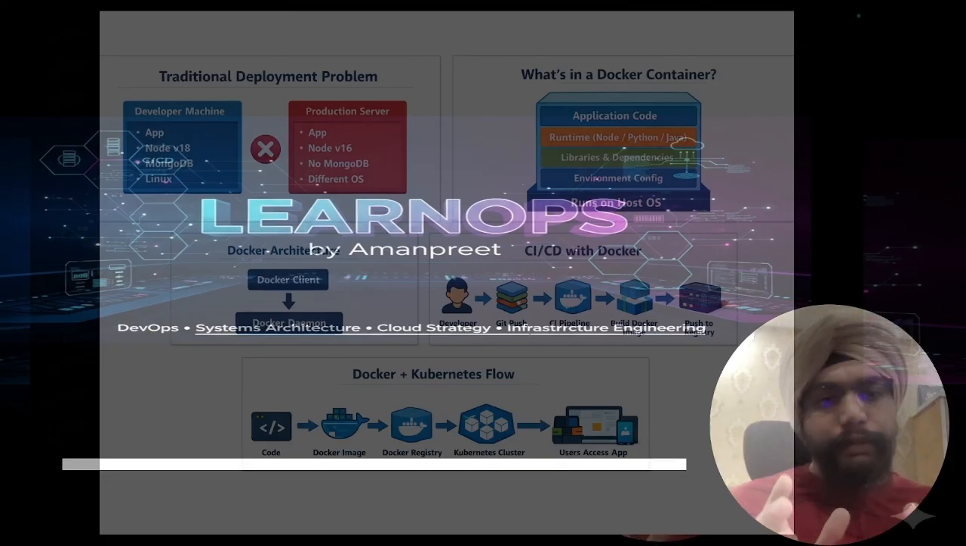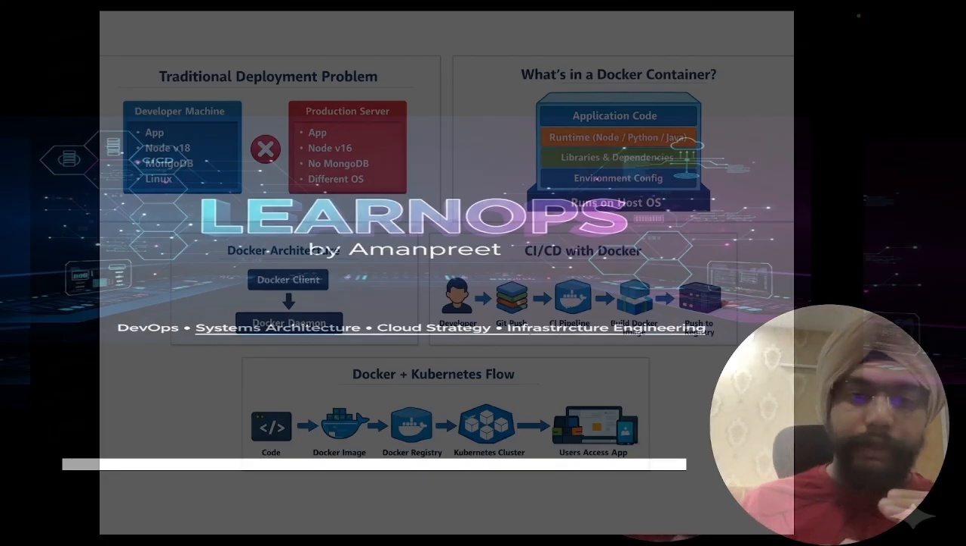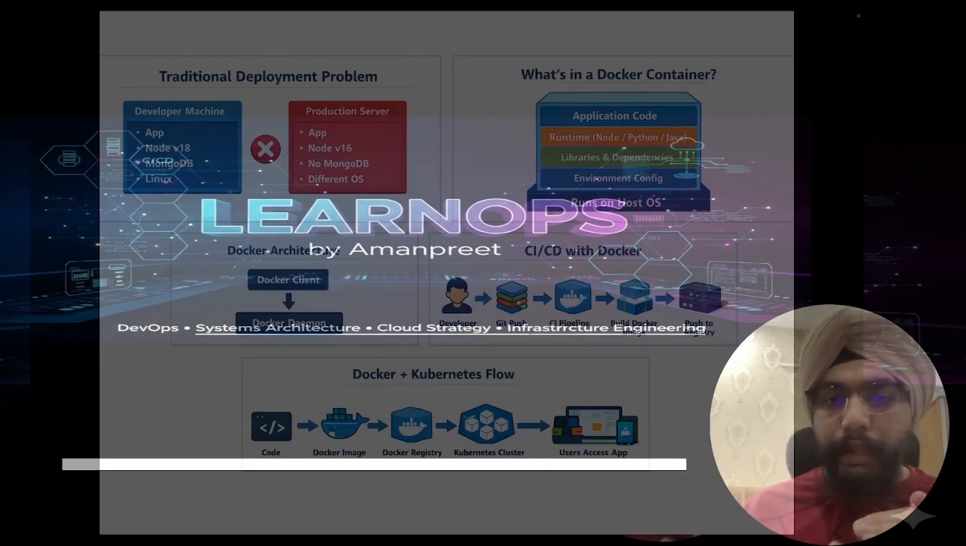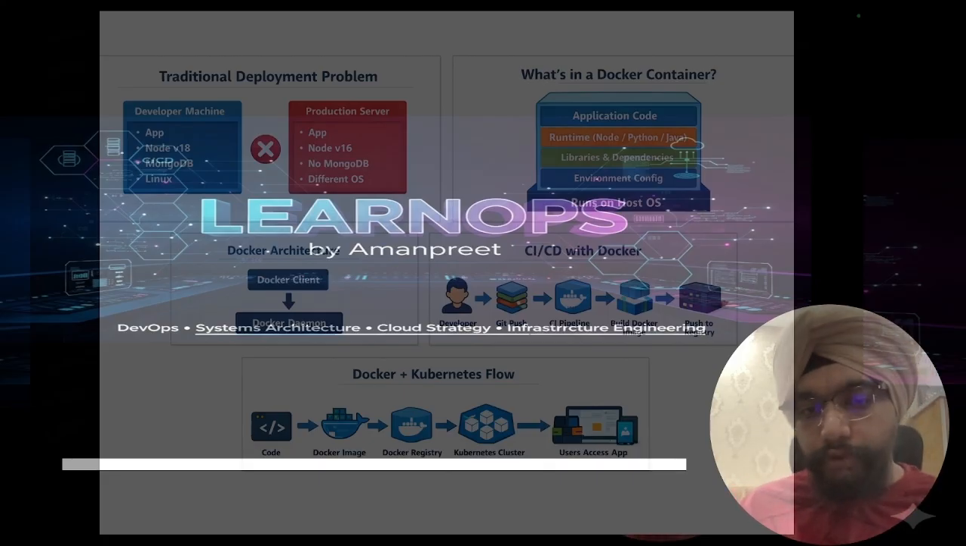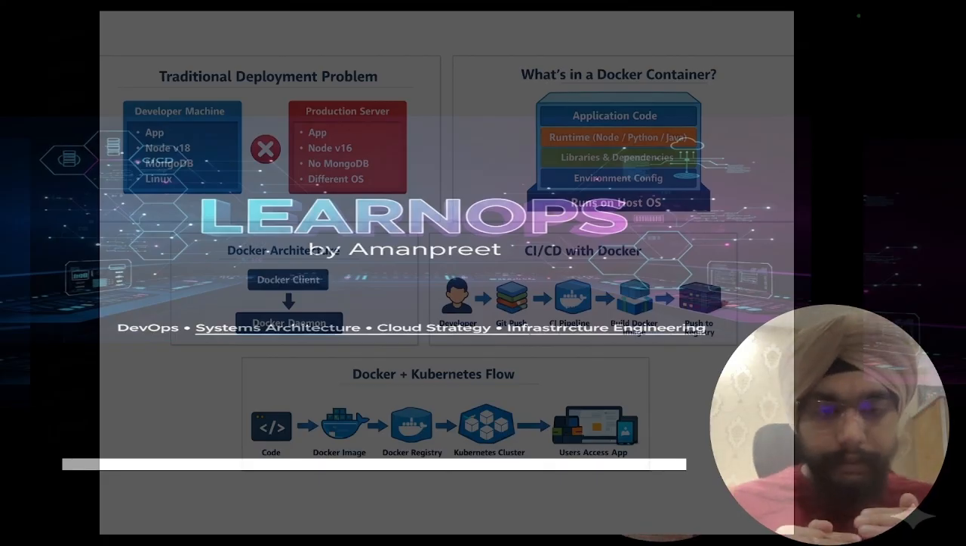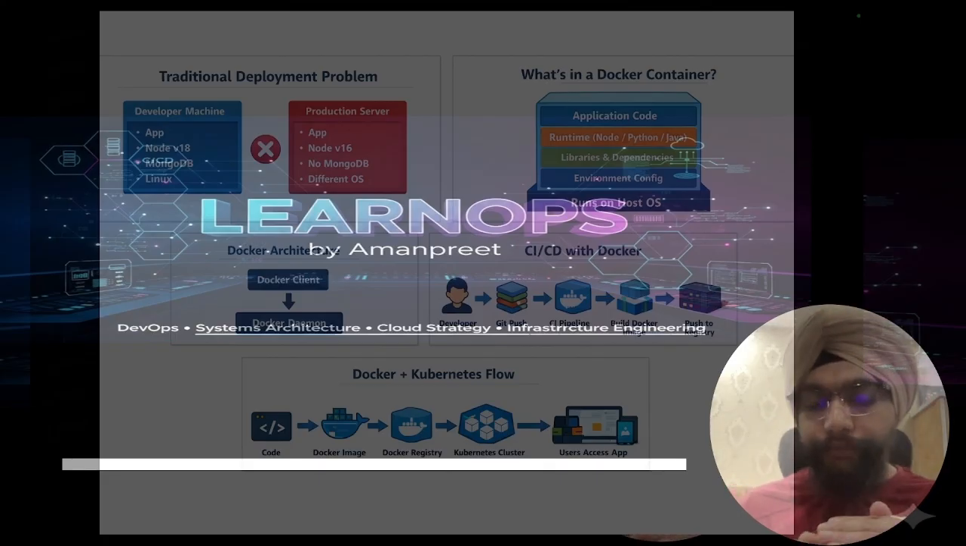Docker architecture is very simple. You have only two things, that is Docker client and Docker daemon. And from Docker client to Docker daemon, until you push to the Docker registry, is one type of flow.